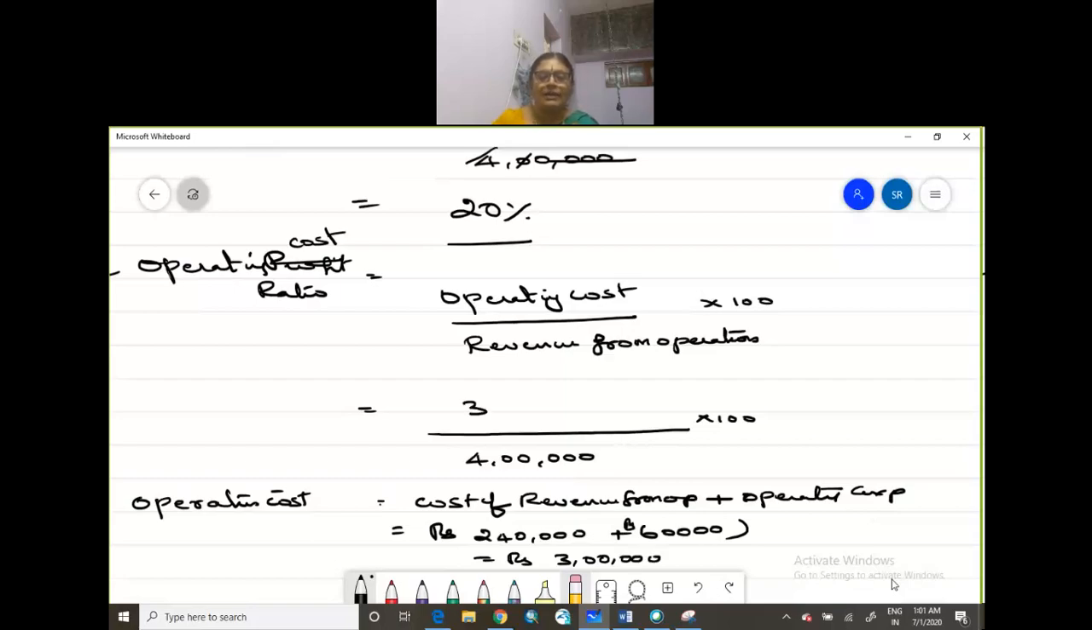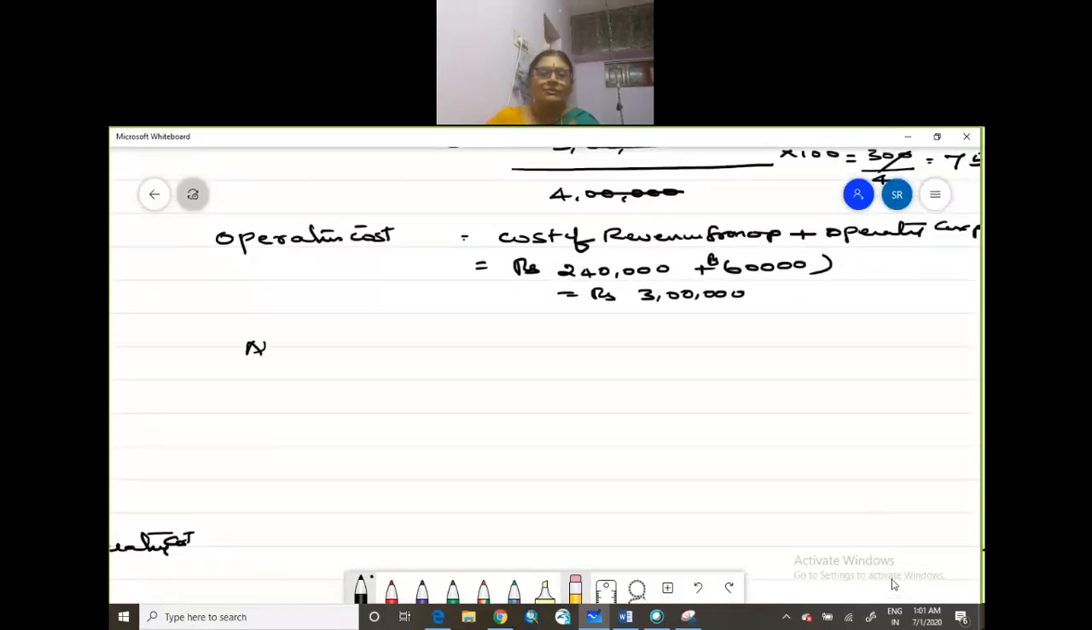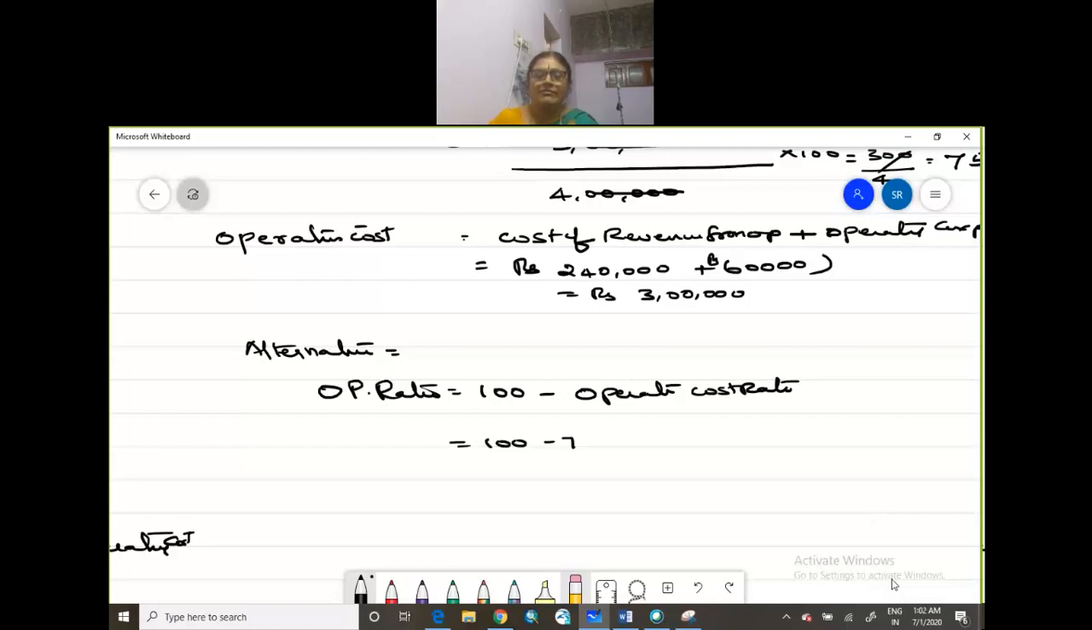Now that you have calculated your operating cost, it should not be difficult. 300 divided by 4. 4 will go here 75 times. So your operating cost ratio is 75. When you have found out operating cost ratio, there is an alternative method I taught you previously. Operating profit ratio is equal to 100 minus operating cost ratio. 100 minus 75 is 25. So your operating profit ratio is 25.